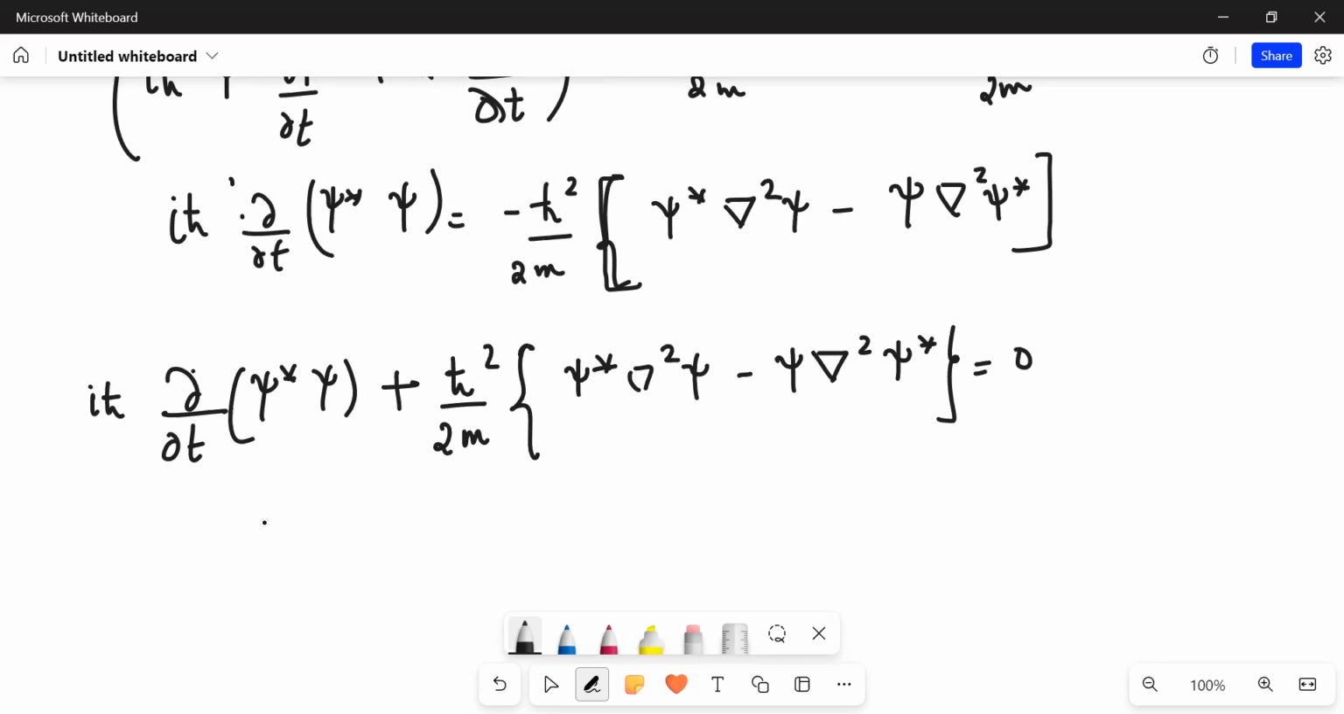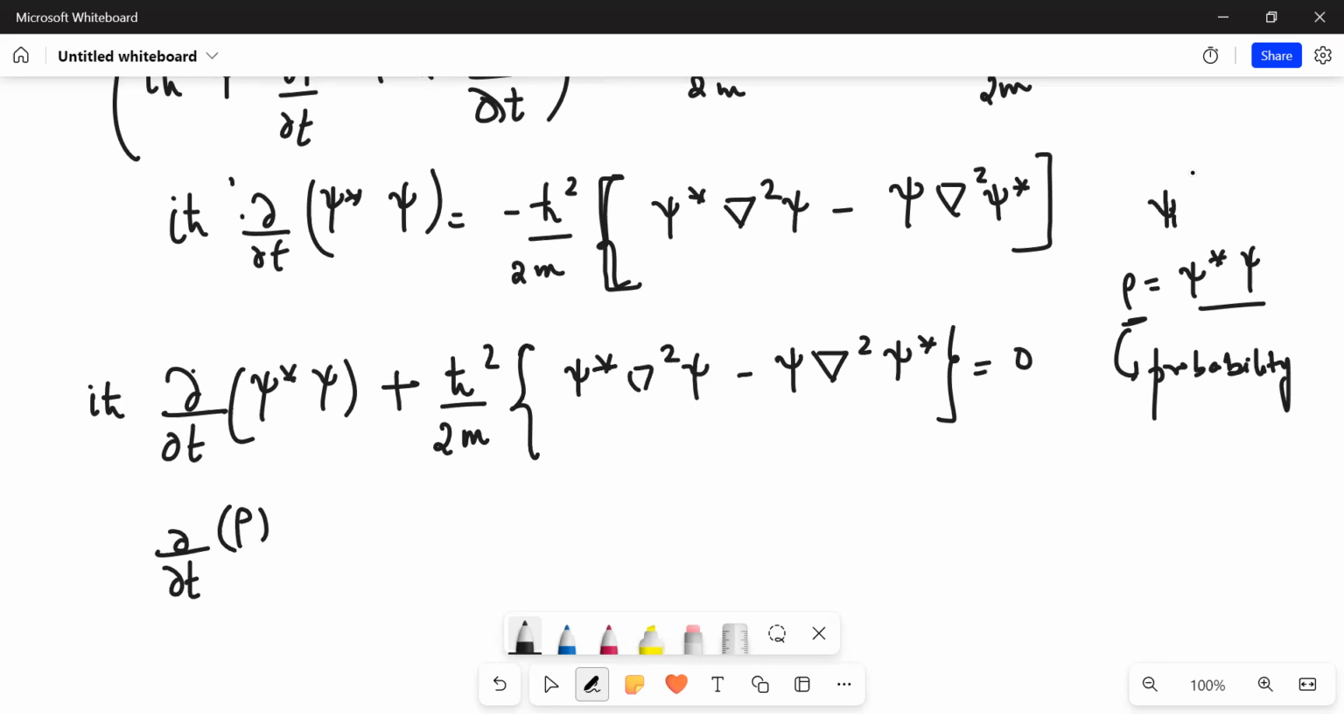If I divide by iota h bar, what I'll get? I'll get del by del t of rho. What is rho? Rho is your probability density. So psi star psi, this is your probability density of finding the particle at point x and t, let's say, or r vector and t here. Since we have taken the 3-dimensional case, it represents the probability density at point r vector at time t.